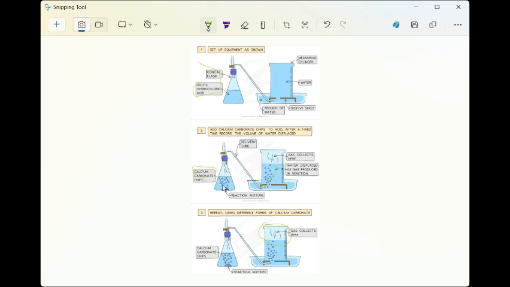So first you'd use calcium carbonate chips to begin with. But then when you repeat it, maybe you want to use a powder. So the more chopped up something is, the more surface area it has. So you should see a larger rate of reaction when you're using more chopped up pieces.